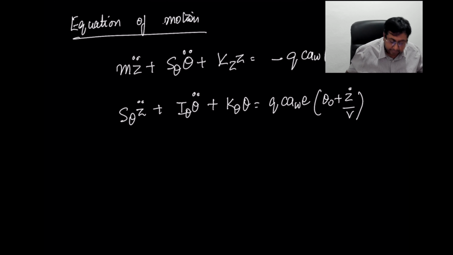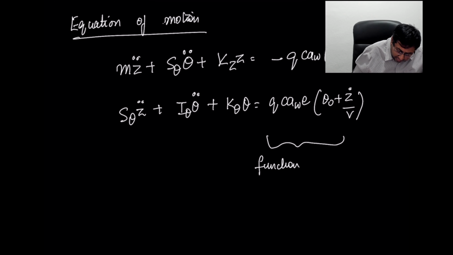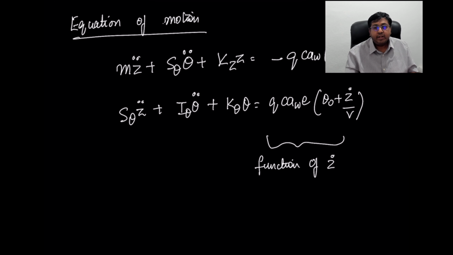Now if we look at it, the lift here is a function of z dot, which means that the forcing function, which is the lift, is a function of the motion. So if z dot is changing, that is going to change the force. If the force changes, that is going to change the motion.